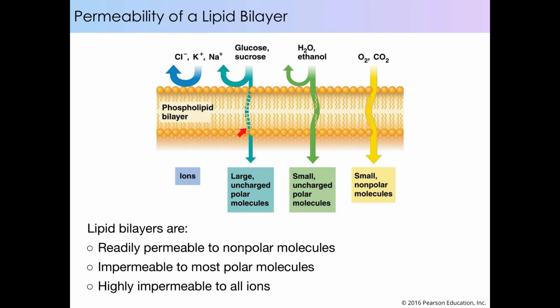Since the interior of the membrane is hydrophobic, this means that there are certain molecules that are either unable to pass through the membrane altogether, or their movement through the membrane is greatly reduced. In general, a pure phospholipid bilayer is permeable to nonpolar molecules like oxygen, carbon dioxide, and steroid hormones. It is impermeable to most polar molecules, though some, like water, that are very small, are able to pass through, and it is highly impermeable to ions.